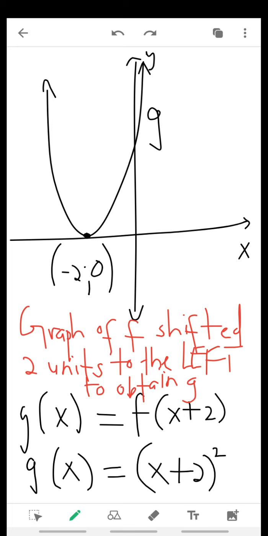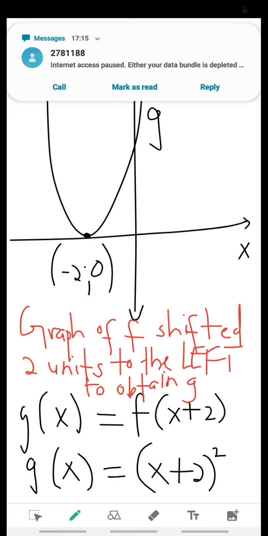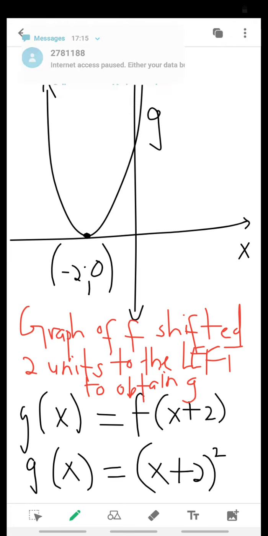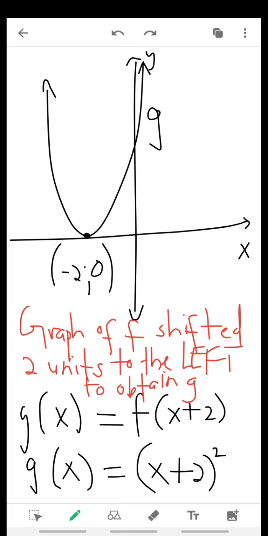Okay, and then algebraically, if you are asked to write down g, you'd say g of x is equals to f at x plus 2. So remember, the x plus 2 is the shifting that has occurred. X plus 2, if you equate it to 0, then we would get x being equals to a minus 2. A minus means shifted to the left by 2 units. Okay, so that means our function g will be equals to x plus 2 all squared. Meaning, on f where there was x, now we have put x plus 2 all squared because that was the shifting that has taken place.